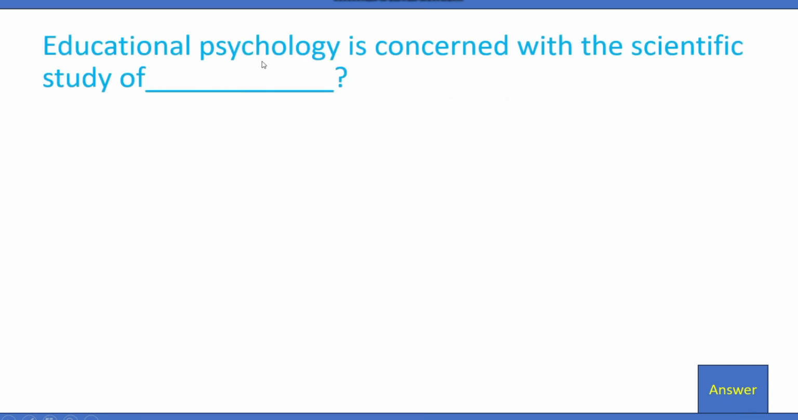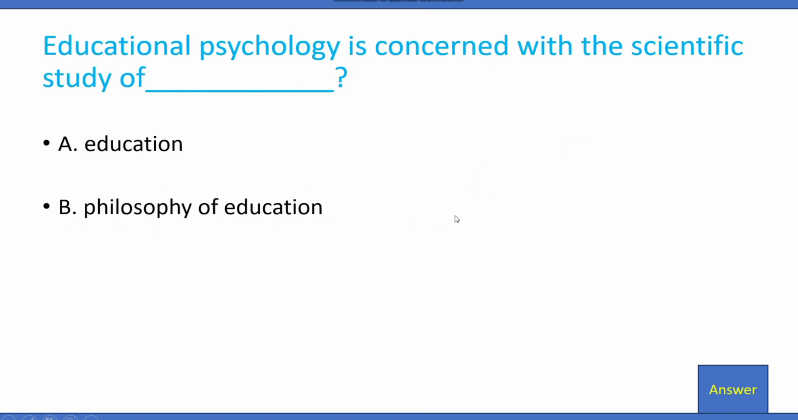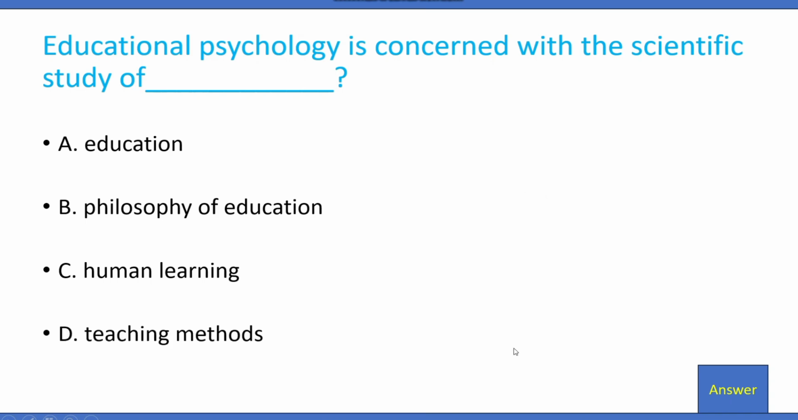Educational psychology is concerned with the scientific study of dash. A. Education. B. Philosophy of education. C. Human learning. D. Technical methods. So the right answer would be human learning.